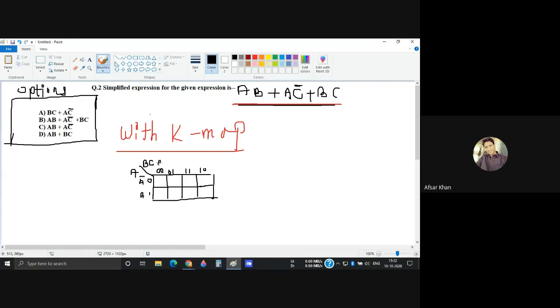Here, students, B bar C bar. Here B bar C. Here BC. And here B C bar. Here we can write 0, 1, 3, 2. And in the other row, 4, 5, 7, 6.